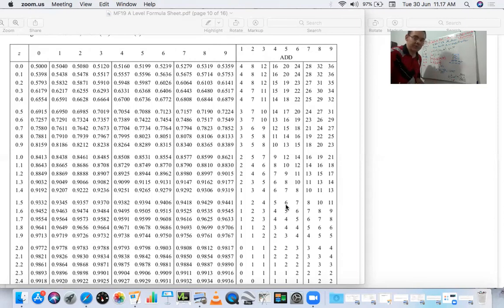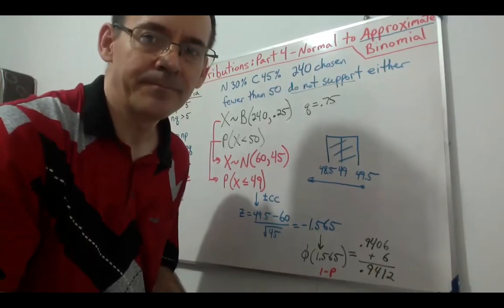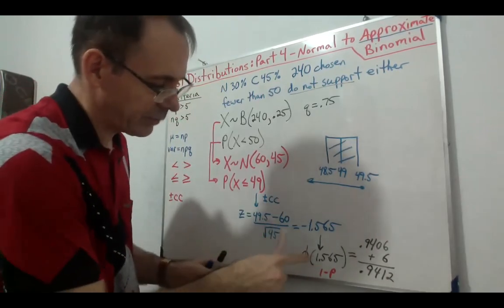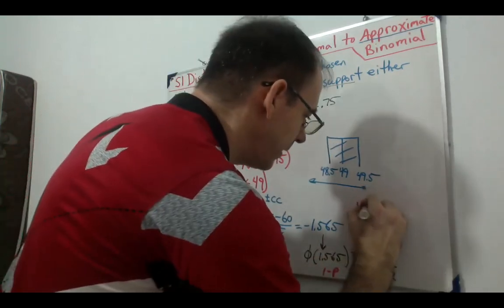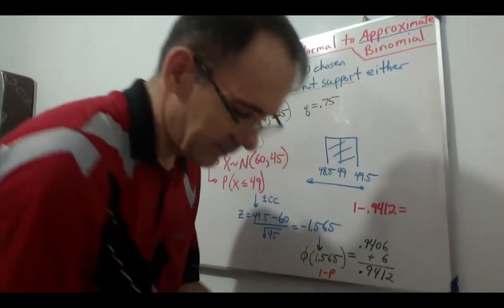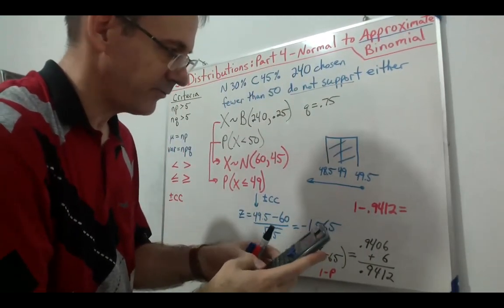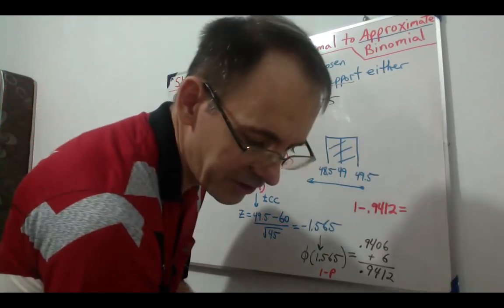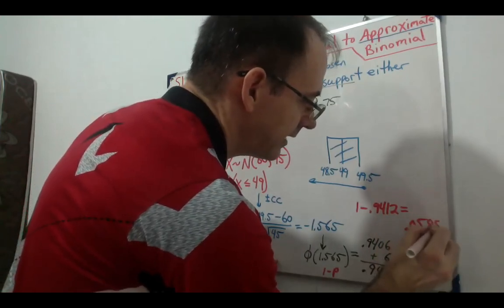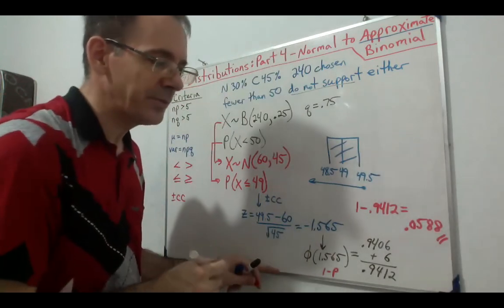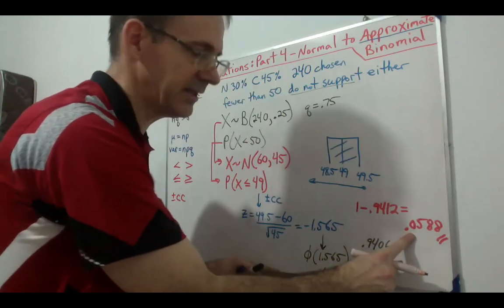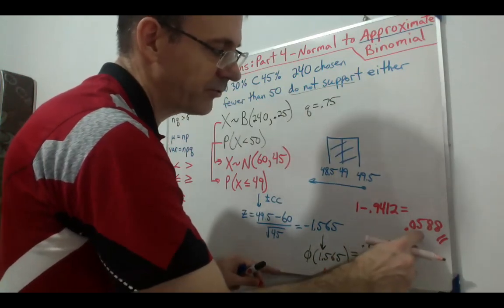Now we can come back to our board here. Now we need to do the 1 minus P that you see here at the bottom because we switched the sign to positive. So 1 minus 0.9412 is equal to 0.0588. It's already to 3 significant figures. Remember, zeros on the left are not significant. So 5, 8, and 8, 0.0588.